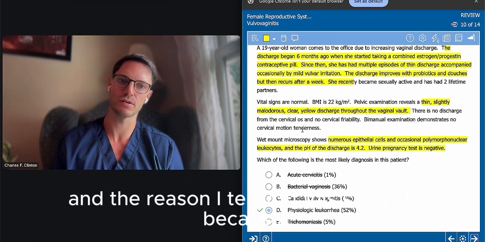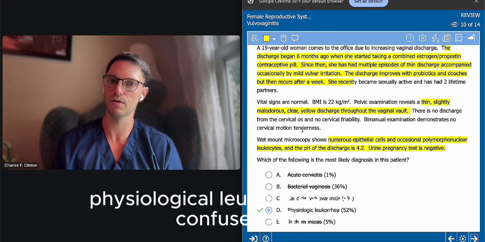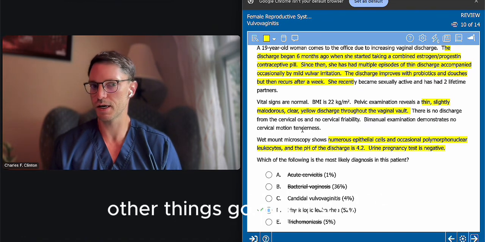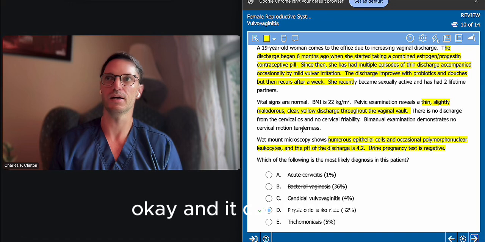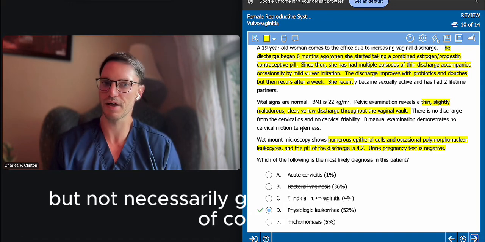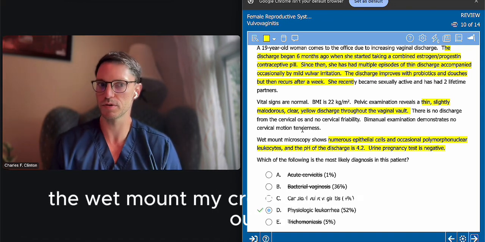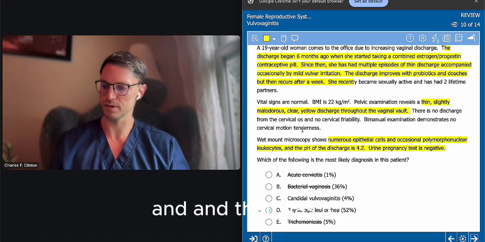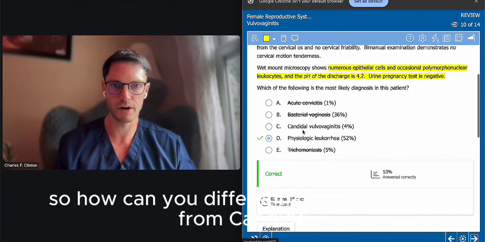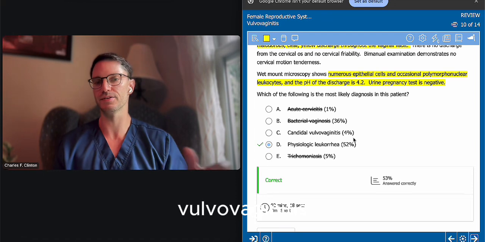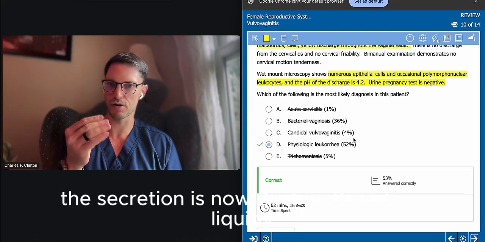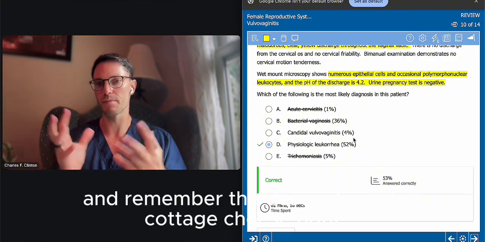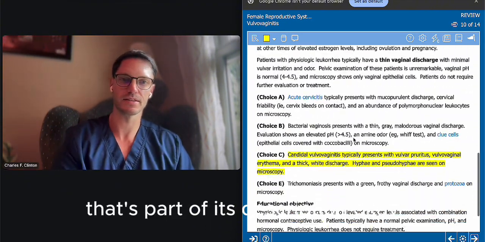The reason I tell you this story is because oftentimes physiologic leukorrhea can be confused with other things going on. Physiologic leukorrhea can be a little malodorous, and it is not necessarily pathologic. The wet mount microscopy helped rule out other things. So how can you differentiate physiologic leukorrhea from candida vulvovaginitis? The vulva and vagina will be erythematous, and the secretion is now thicker, not so liquidy. Remember the description of cottage cheese; that's part of its description.